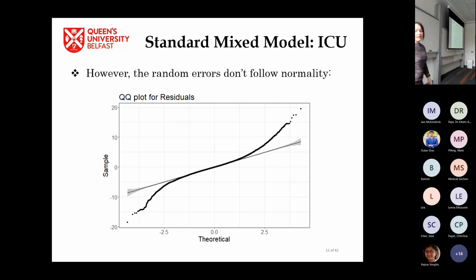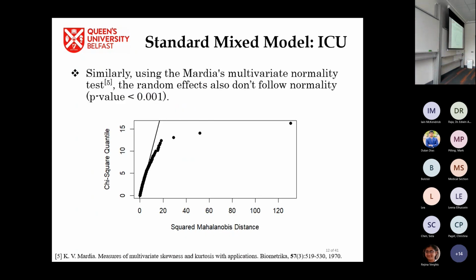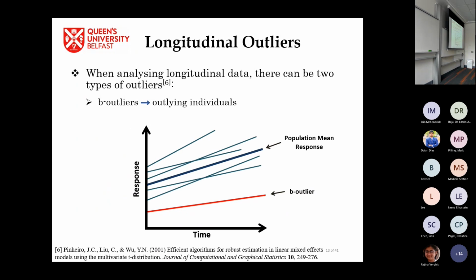As well, we can get a similar story whenever we look at our random effects. Looking at multivariate normality tests, we can see that there is again departure from normality for the random effects. So the assumptions that we're making in the standard mixed models are being violated, so there are outliers within the data. Whenever there are, we need to take those outliers into account, and that's where the robust mixed modelling approaches come in.